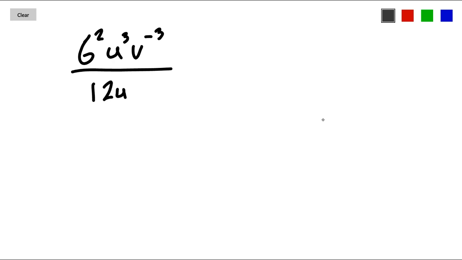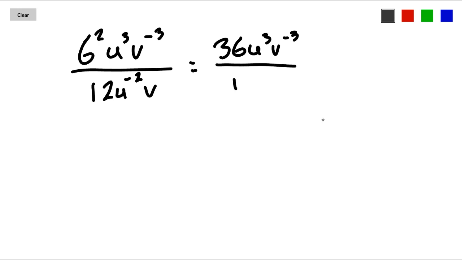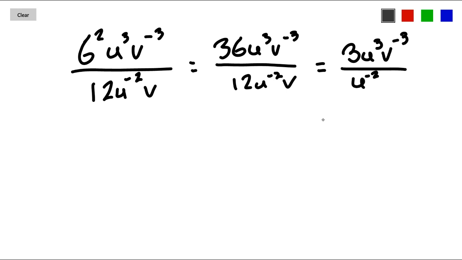Let's say I had the expression 6 squared times u to the third power times v to the negative third power divided by 12 times u to the negative second power times v. So first of all, I can write 6 squared as 36. And 36 over 12 is just 3. So what I'm left with is I'm going to have a 3 u cubed times v to the negative third power divided by u to the negative second power times v.